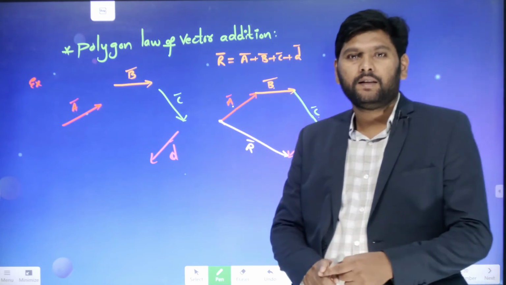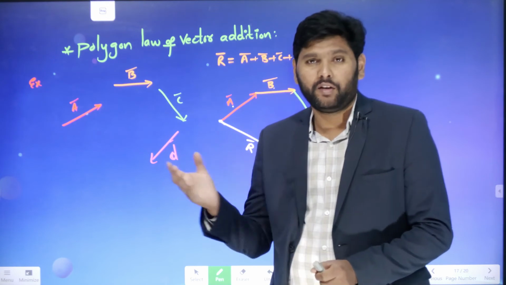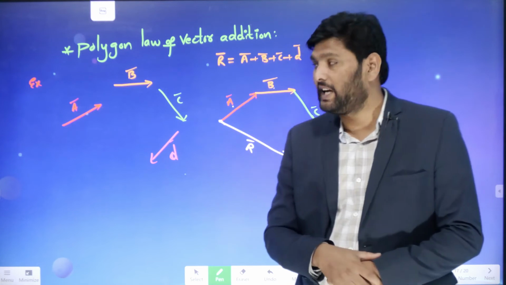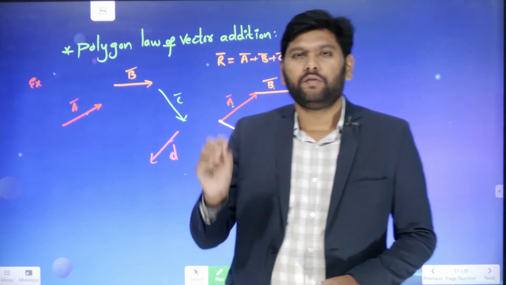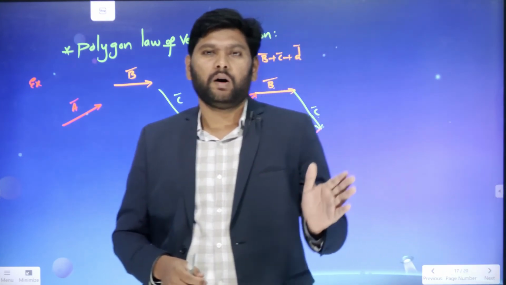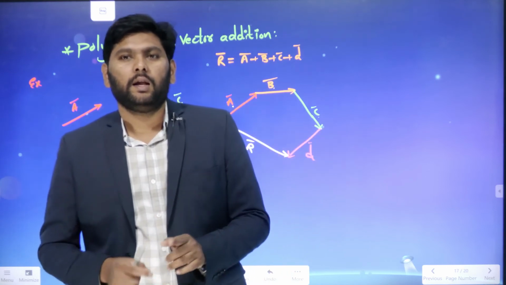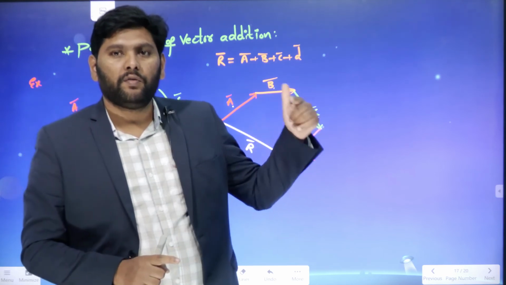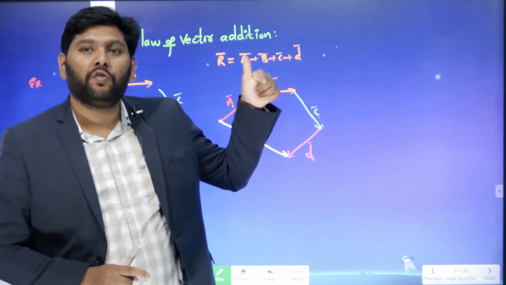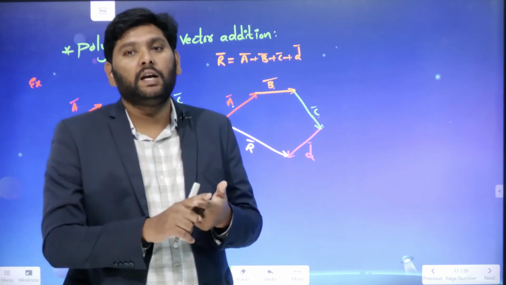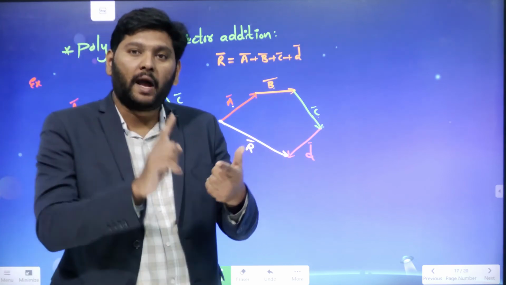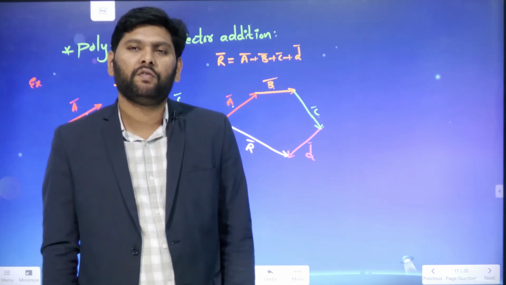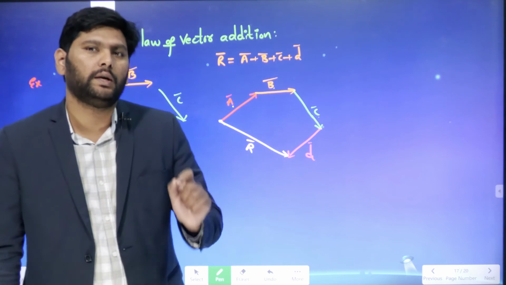Now what is the statement here? Okay, we have written the example. What is the statement then? The statement is, when you are adding the vectors in the form of head to tail, the closed side of the polygon, from the initial vector tail to the final vector head, will give the resultant vector in magnitude and direction. This is your polygon law of vector addition. I hope you have understood, children.